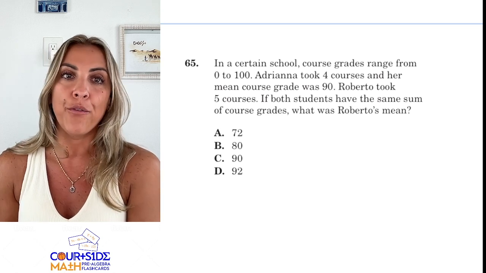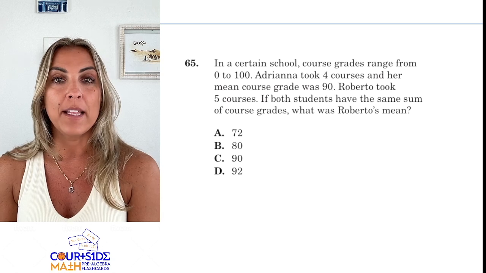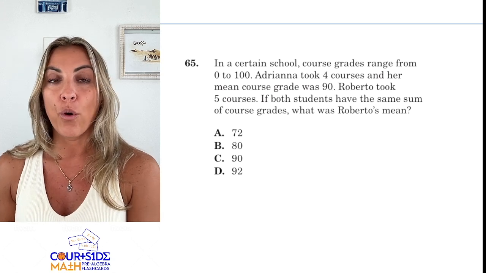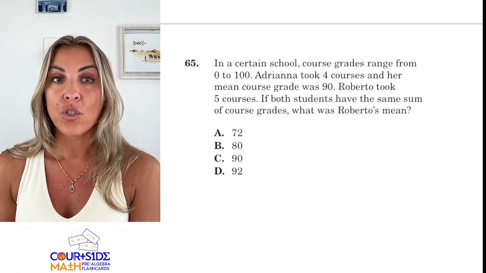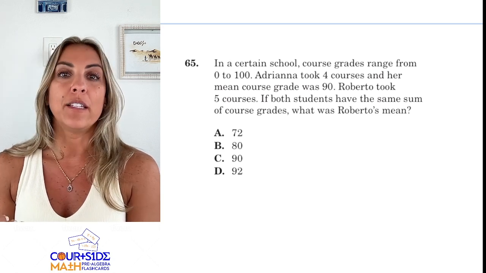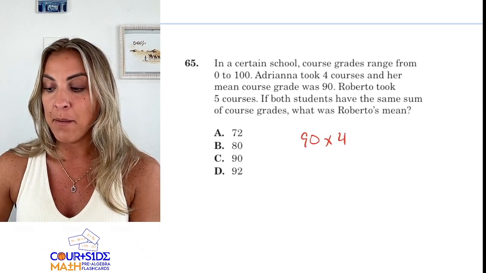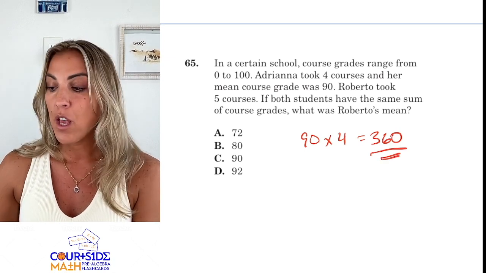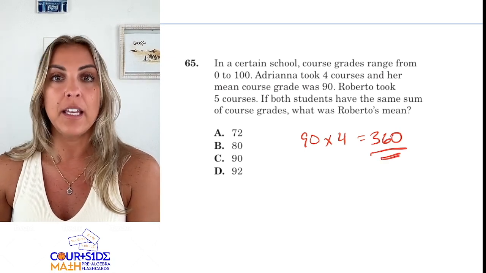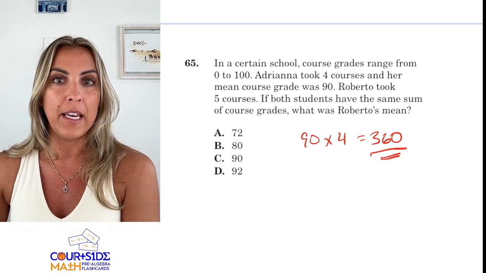So, a traditional way of finding average. The mean course grade was 90. That means that when we added up her 4 course grades and divided them by 4, we got 90. So working backwards, if we divided by 4 and got 90, then if I multiply 90 times 4, I'll get what the sum was before we divided, right? So we added up her grades, we got 360. When we divided that 360 by the 4 courses, we got the 90 average.